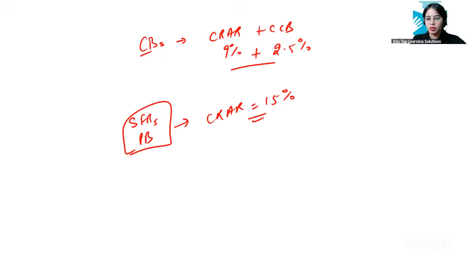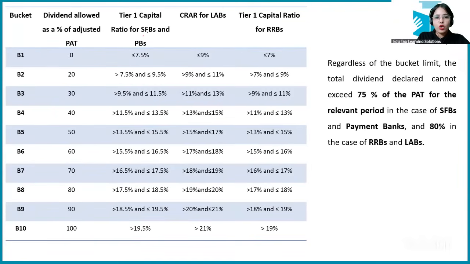Got it? Chalo. So for the small finance bank and payment bank, the CRAR is 15%, but they have to maintain, see, on the basis of their tier 1 capital, how much tier 1 capital are they able to maintain? On the basis of that, the dividend can be paid out. Okay, for different categories of bank, now there are different criteria.